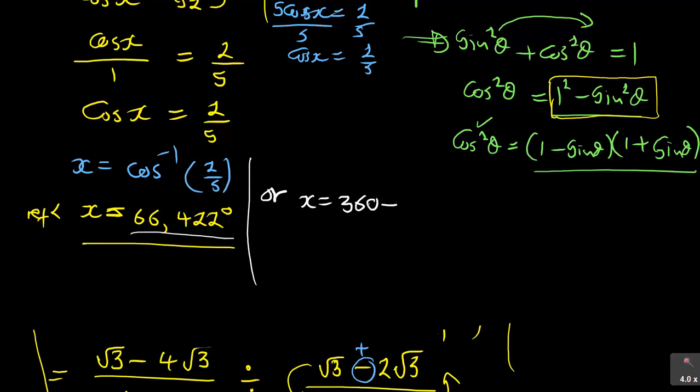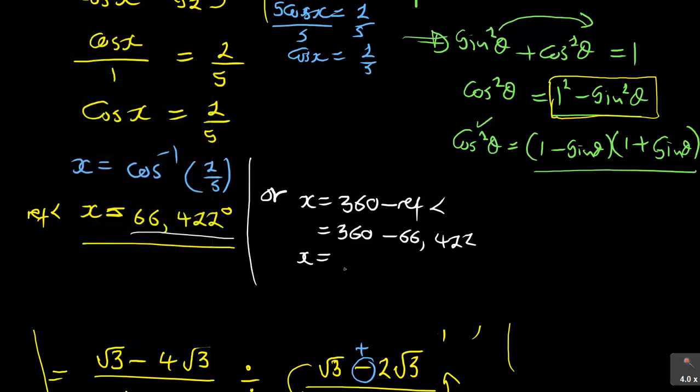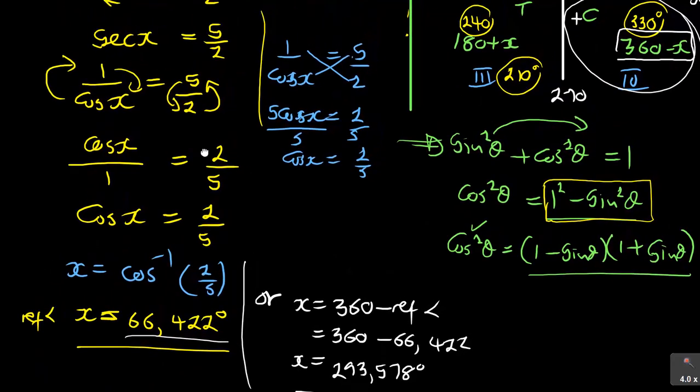Or x is equal to 360 minus the ref angle, which is 360 minus 66,422, and then you will get your other angle, which is 293,578. So these are the two values of x. You can test them if you want.